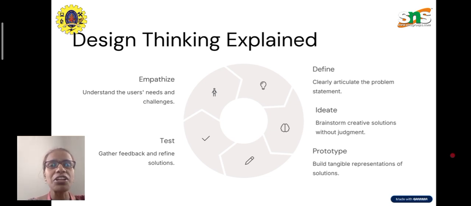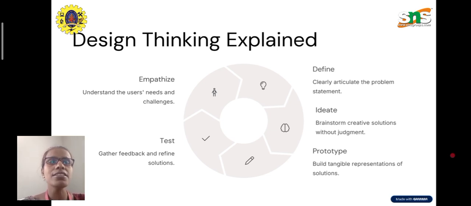We are going to gather feedback. If it is okay, then we are going to proceed. If it is not okay, we need to redefine the solutions, that is, we go again to the ideate part. We'll have a lot of solutions, we moved with one solution, but it was not okay at the end. That's why we are redefining the solution. After that we are going to do the same procedure.